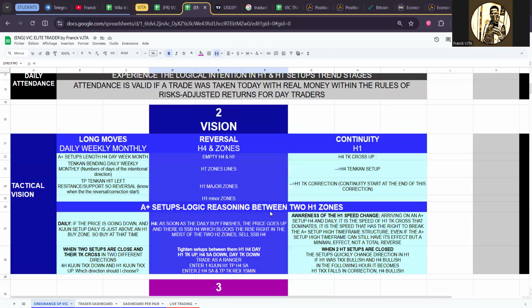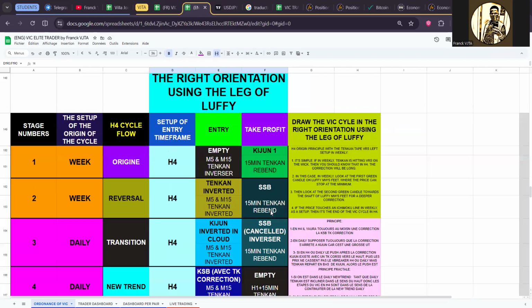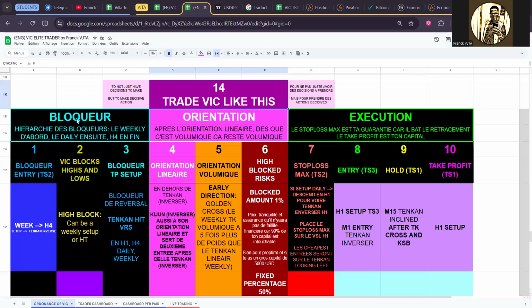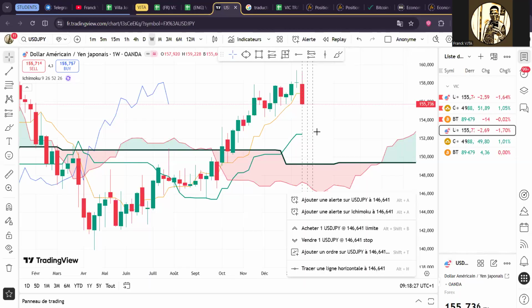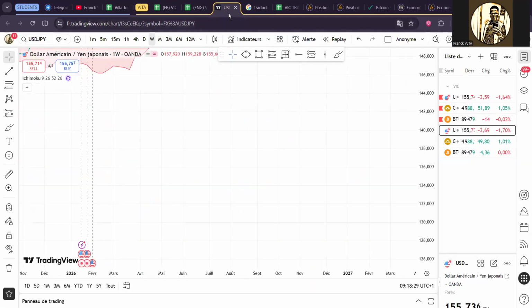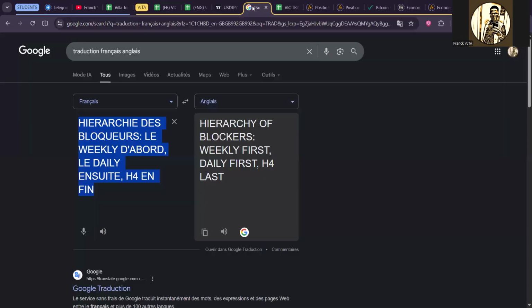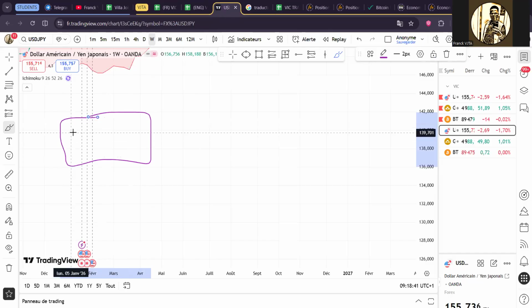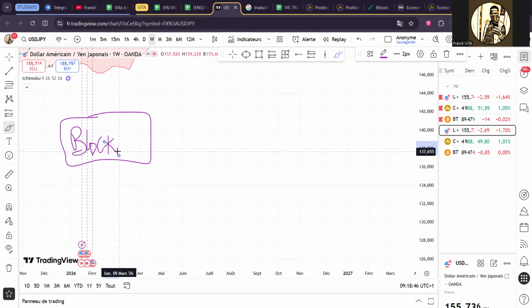Now let us look at how to trade the vegetation cycle. First of all, you need to start with blockers. What do I call blockers? To trade the vegetation cycle, you need to have three elements. First of all, the blockers.